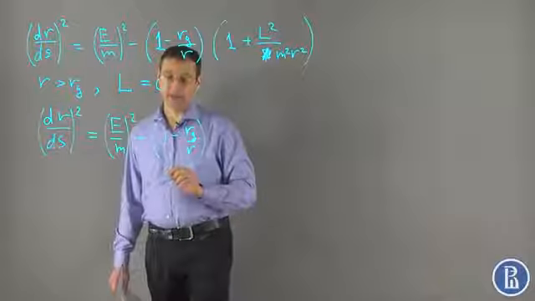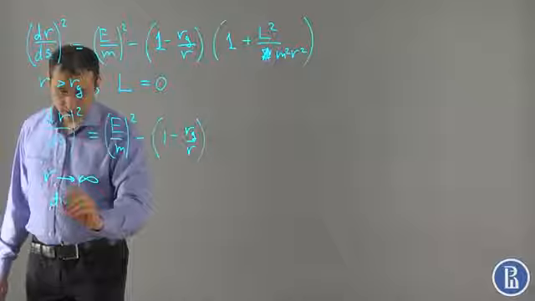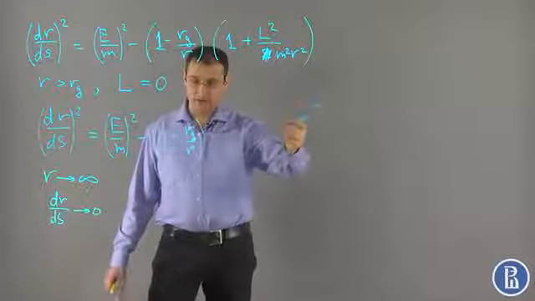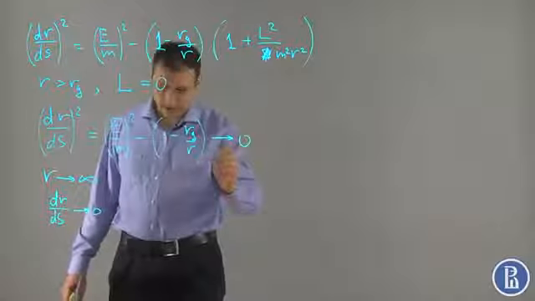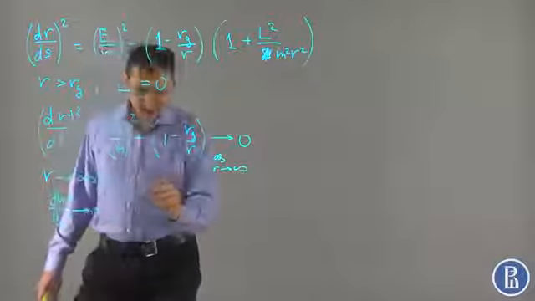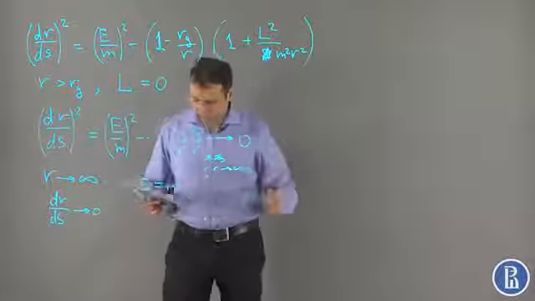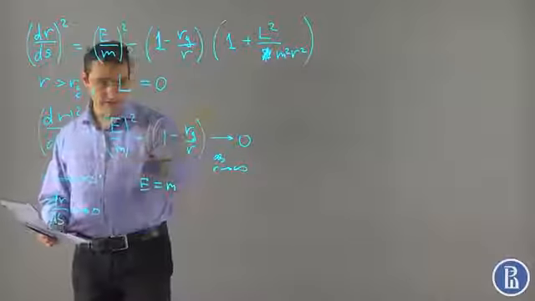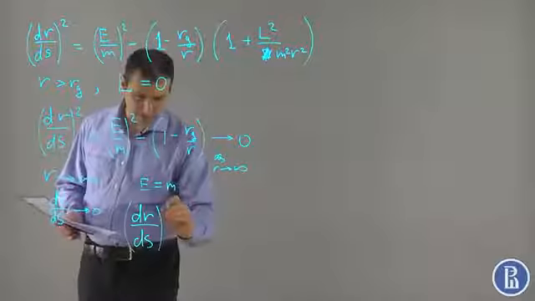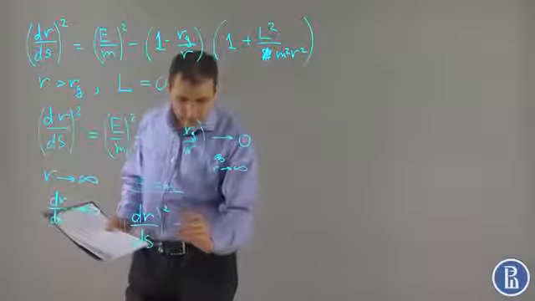Without loss of generality, we want to consider the situation that as r goes to infinity, dr/ds goes to 0. It means that the particle started its free fall at infinity with 0 velocity. From this fact, it means that E is equal to m. So the energy of the particle is just equal to its mass, and the equation simplifies. Of course, if energy is not equal to m, so the particle started its motion with non-zero velocity at infinity, none of the conclusions that we're going to make is going to change.